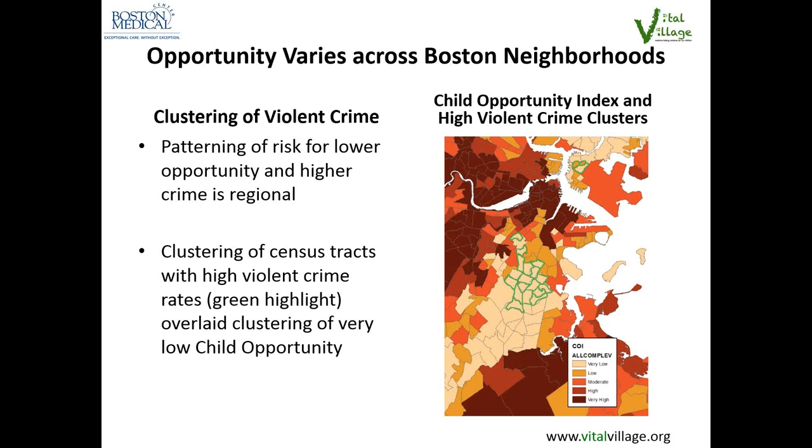We then looked at the clustering of violent crime, and what I mean by that was the extent to which high areas of violent crime were next to each other, and those are the areas outlined with the green on the map that you see here, and we found that the clustering of high crime was also overlaying the clustering of very low opportunity on the Child Opportunity Index.